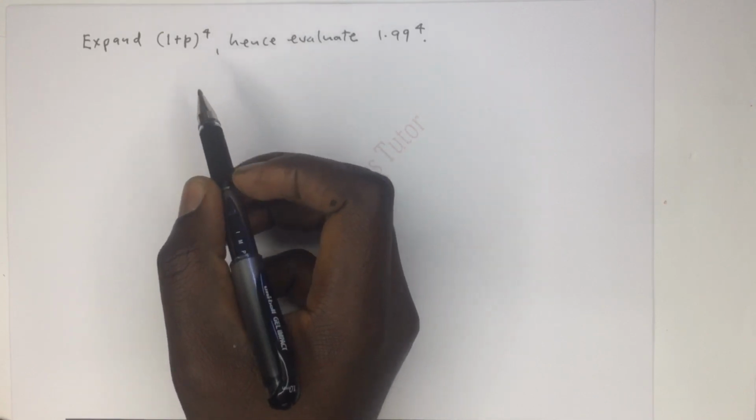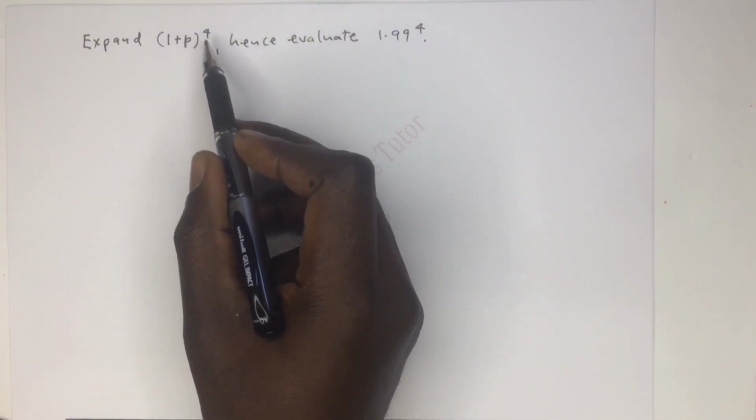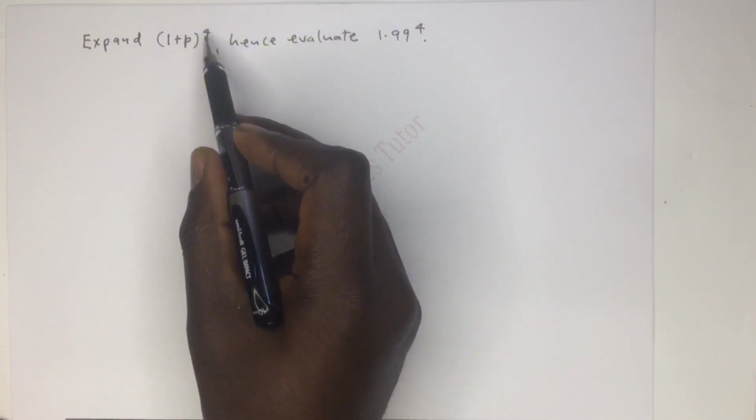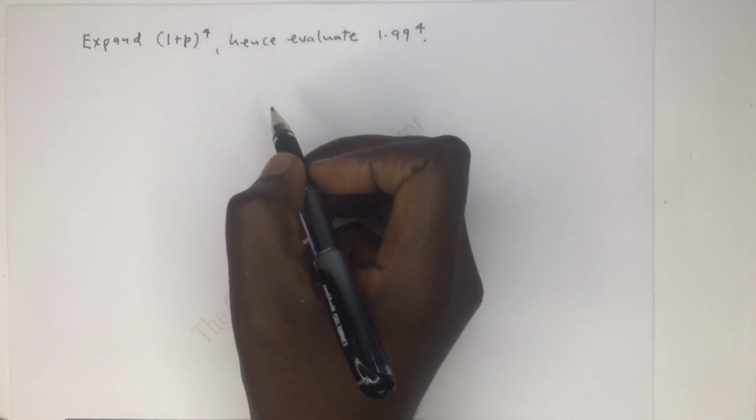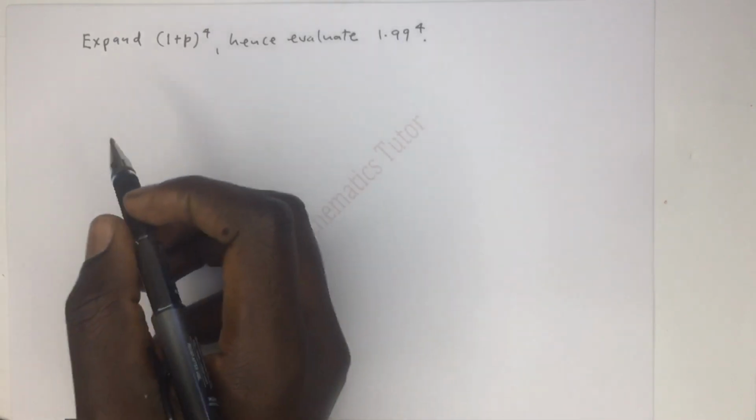So how do you do that? We use Pascal's triangle. From Pascal's triangle, we need row number 5, that is n plus 1, and n is 4, so 4 plus 1, that is 5. So we generate Pascal's triangle up to the 5th row.